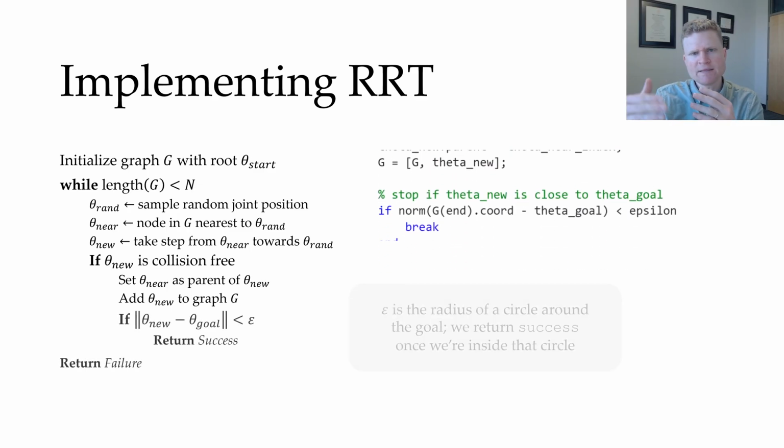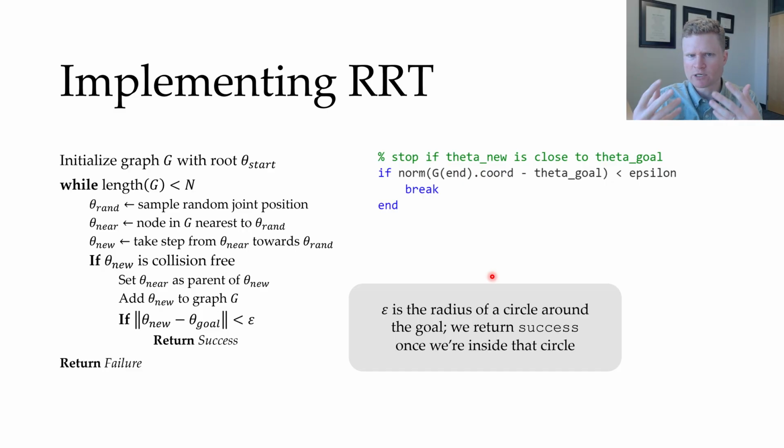All right, so I'm going to repeat this process. And at some point, I want to check and see, have I found a path from the start to the goal? So here's my stop condition. And what I do is I check and see if theta nu is close to theta goal. So if it's within this radius of epsilon of the goal, I've made it. I have found a connection or a sequence of nodes that are connected that go from the start to the goal, and I can stop my motion planning process.